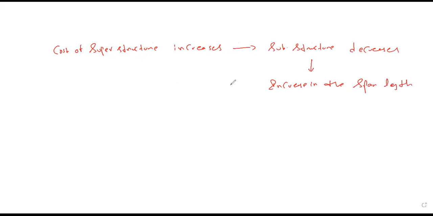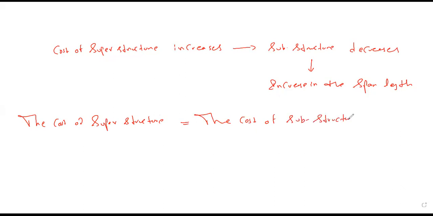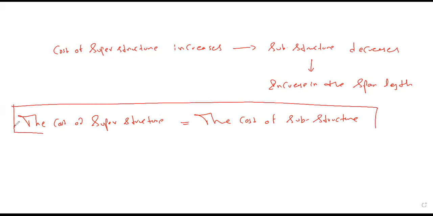And then, clear? The cost of the superstructure increases and the cost of the substructure decreases with the increase in the span length. So the most economical span length is that which will make the cost of the superstructure equal to the cost of the substructure. This we are going to achieve by doing one kind of derivation.